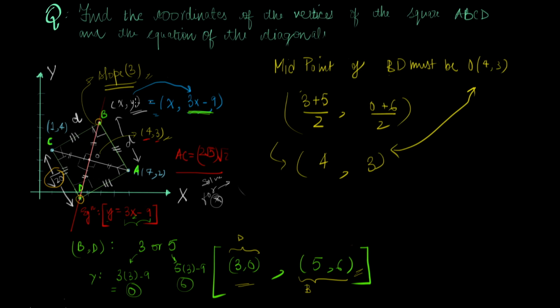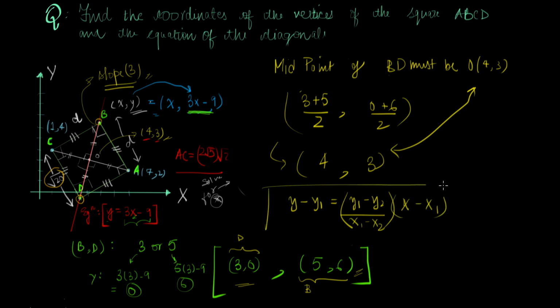And you may be wondering why I did not find the equation of the line segment AC. But if you really think about it, it's very simple. You know the 2 points, and you can employ the form y minus y1 equals the slope, y1 minus y2 upon x1 minus x2, times x minus x1. So simple as that. You can use this relation to find the equation of line segment AC, and I leave that up to you.